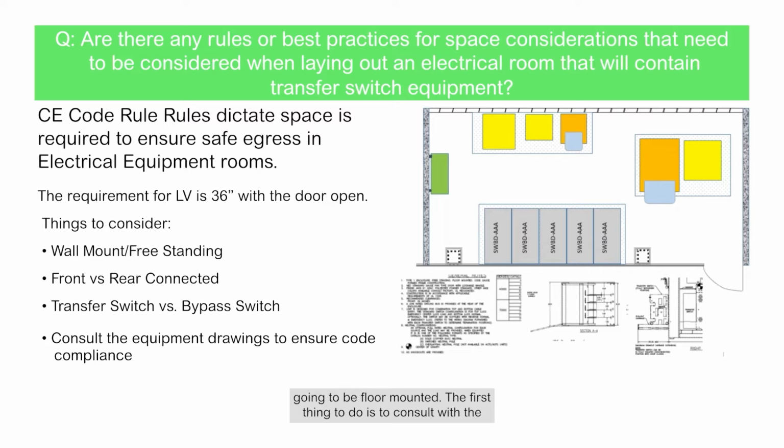The first thing to do is to consult with the manufacturers and make sure that you get drawings from them, so that you understand what it is you're looking at and the types of connections that you have to deal with. The basic principle that needs to be considered here is that in Section 2 of the Canadian Electrical Code, they talk about the need to provide a path for egress for people to move through the electrical room in the case of equipment failure.